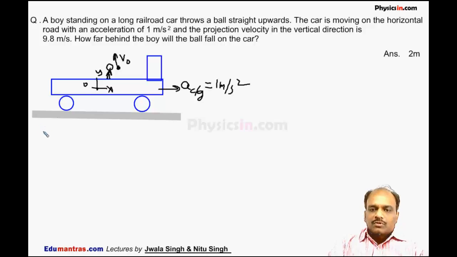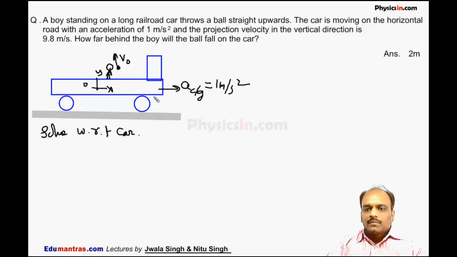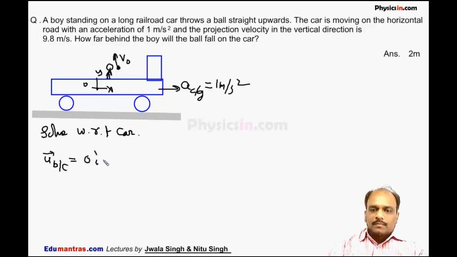Means we will solve this question with respect to the car. Now the car is initially accelerating. I will write the velocity of the ball with respect to car initially: 0 i cap plus 9.8 j cap. This is the initial velocity because the ball is thrown vertically upward with this speed.